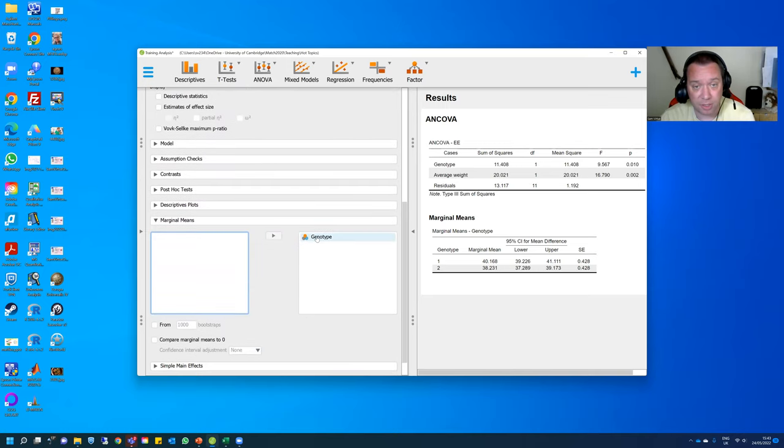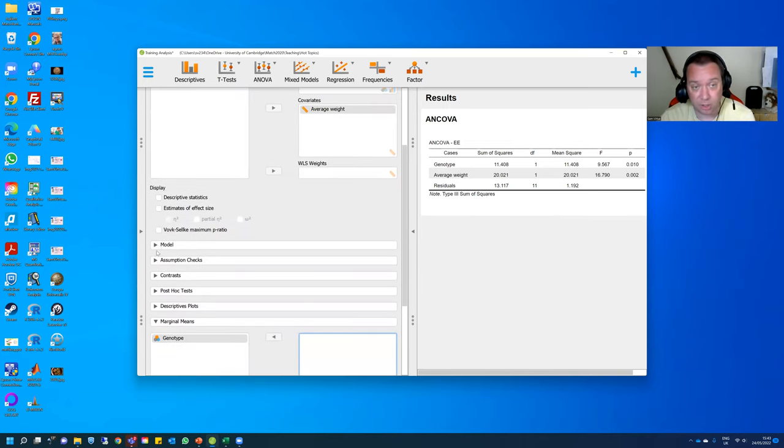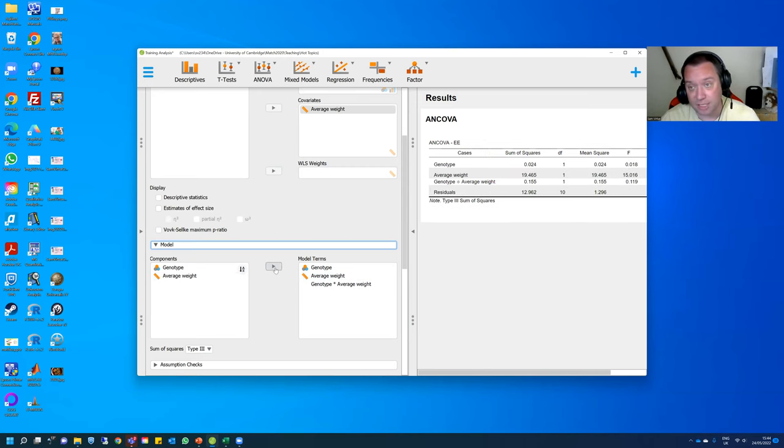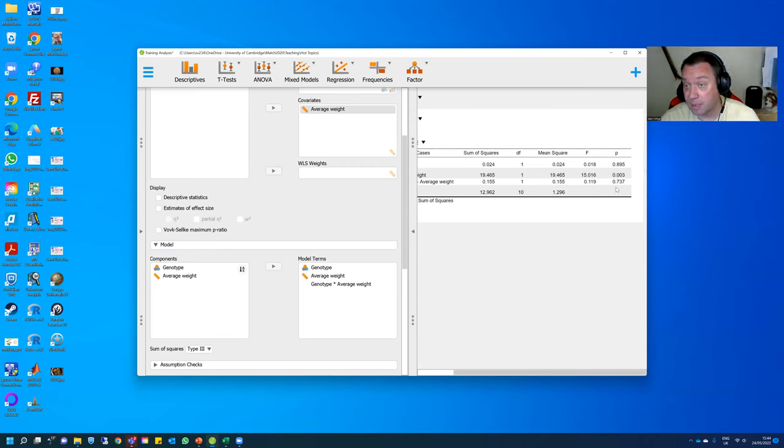Final thing we can do is get rid of this, and we can go to our model. At the moment, our model is an ANCOVA model, so it has genotype and average weight, but it has no interaction term. We can test if our ANCOVA is valid by adding that interaction term. And then scroll across, we can see the p-value as shown in the talk, 0.737. It's non-significant. So that's basically it. And that's how you would go about doing it.